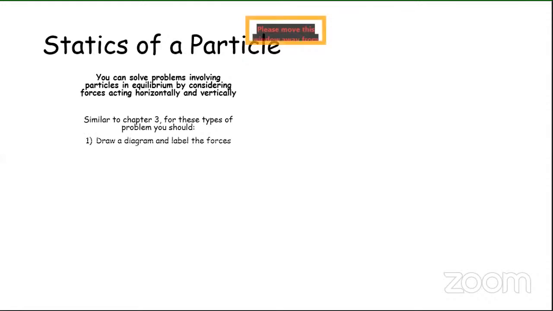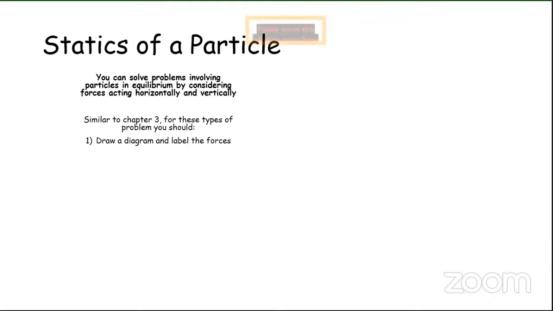So we are saying we can solve problems involving particles in equilibrium by considering forces acting horizontally and vertically. So we shall have our forces in the vertical and on the horizontal. On the horizontal it is the x-axis, and on the vertical it is the y-axis.